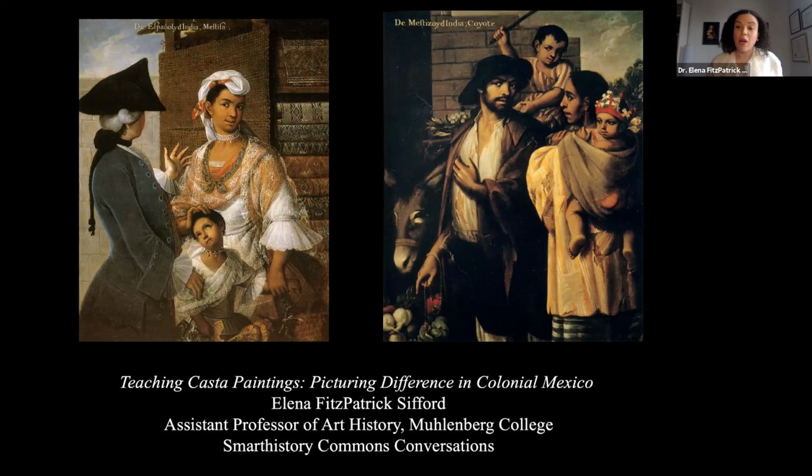Also, another thing about teaching Casta paintings that's important is to remember that they were created in series, usually a series of 16. So they were created in this way and they were viewed in this way. And for this reason, I think it's particularly important not to view them in isolation as singular art objects, but to think about them sort of in conversation with the other paintings that they were created with, even if you don't have time to show all 16 of them.